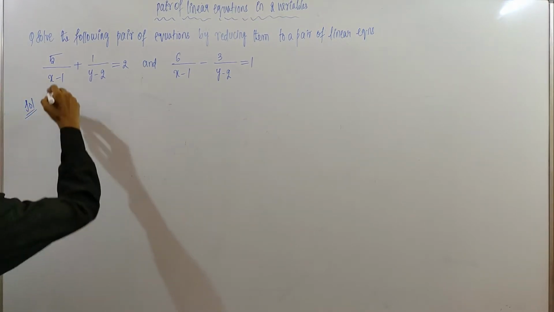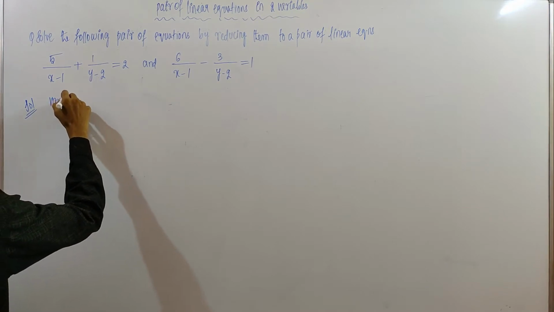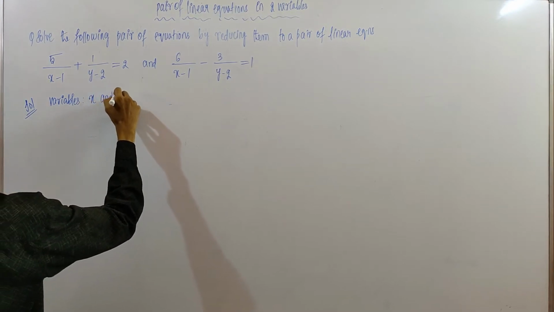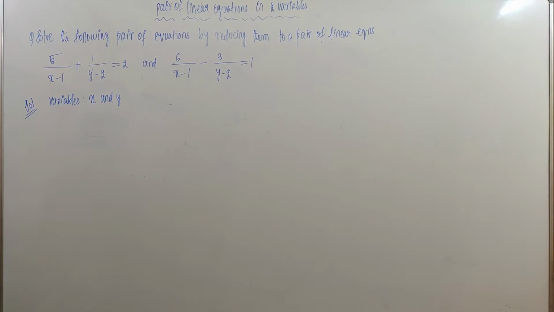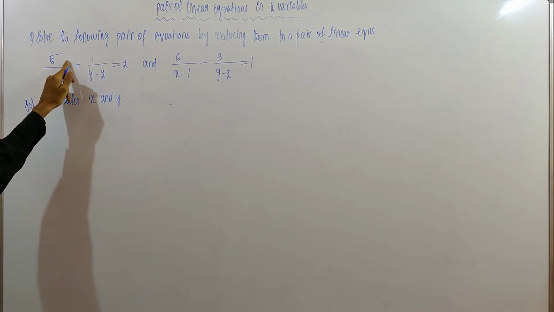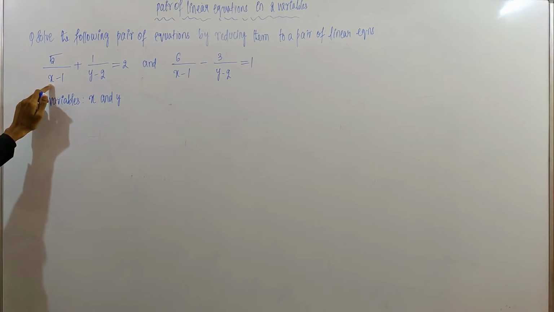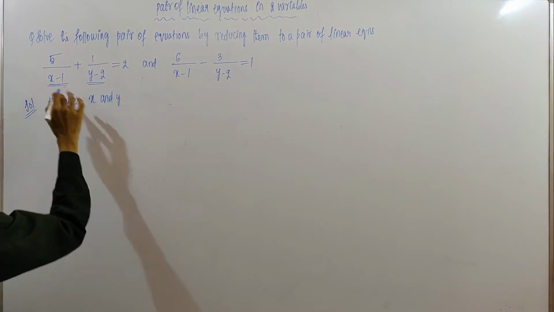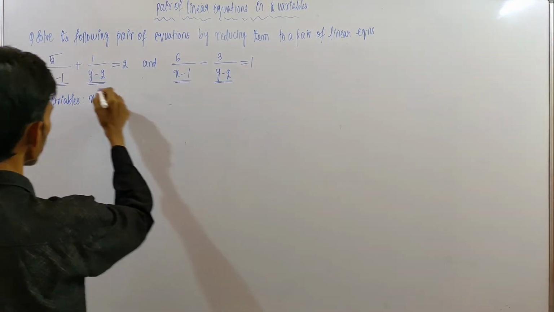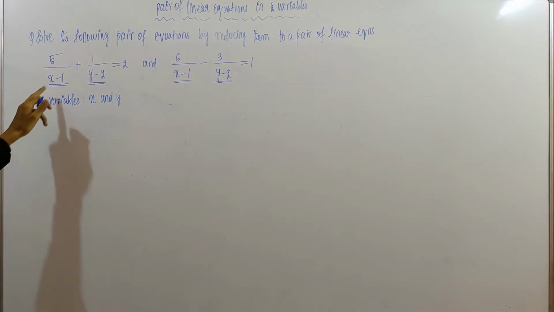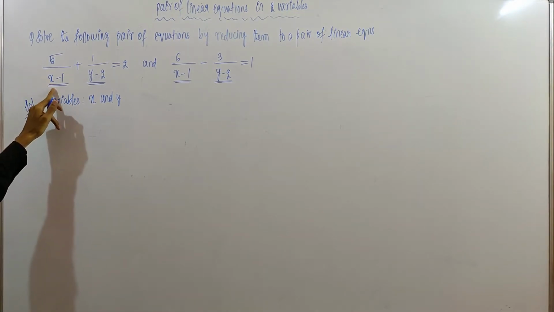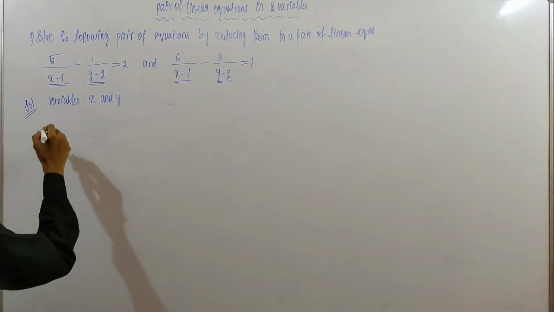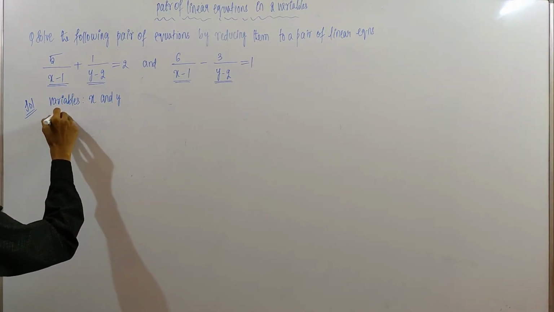Here we have variable x and variable y. Usually this variable will be in the numerator, but in this case we have x and y in the denominator, and we have the same pattern for these two variables, x minus 1 and y minus 2. Both these variables are in the denominator, but actually we want these variables in the numerator, so we have to convert this into the numerator.